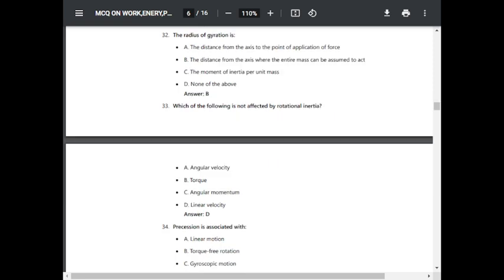Question number 33. Which of the following is not affected by rotational inertia? Option A, angular velocity, option B, torque, option C, angular momentum, option D, linear velocity. The correct answer is linear velocity. All are affected by rotational inertia except linear velocity. Hence option D is correct.